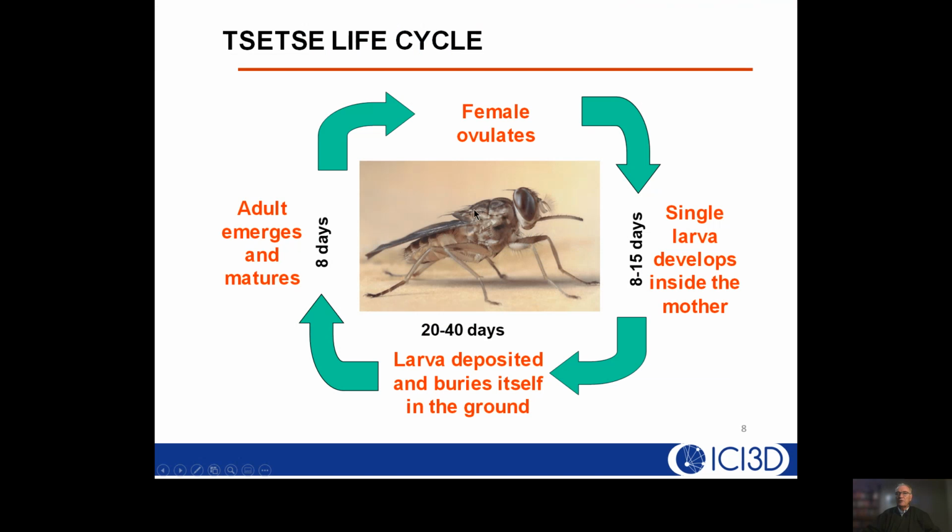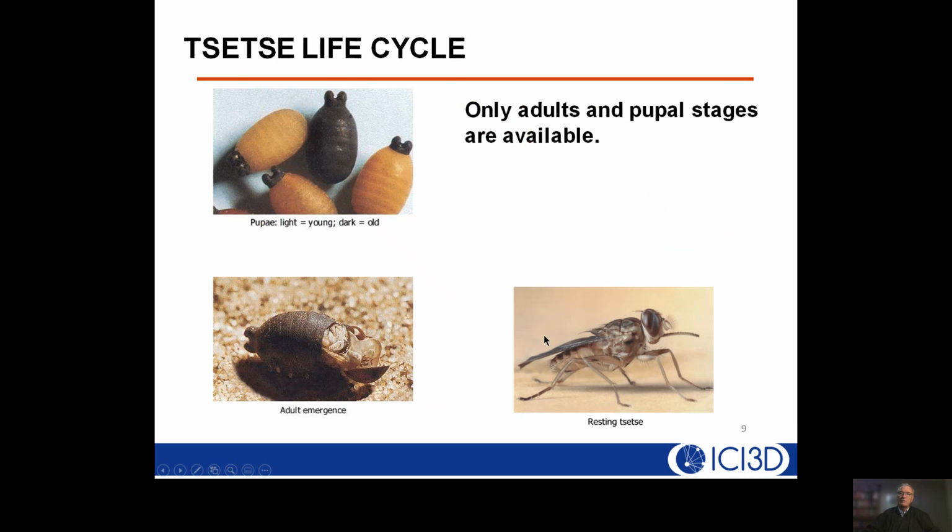So the life cycle is basically that the larva develops inside the mother, as we saw, and it is then produced. It burrows under the ground and forms a hard puparial case and just sits there for 20 to 40 days, doesn't feed at all, just uses all the energy and raw materials it got from its mother, and then pops out 20 to 40 days later as an adult. The life cycle is complete when the female ovulates again and we have another larva.